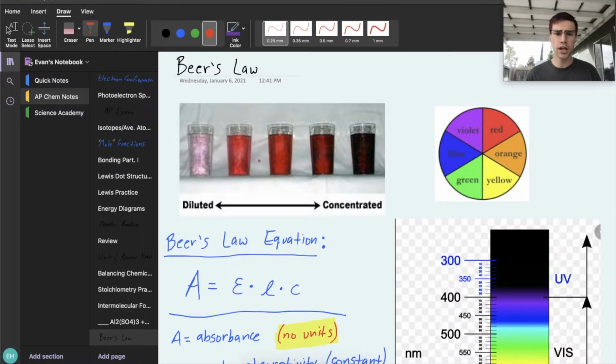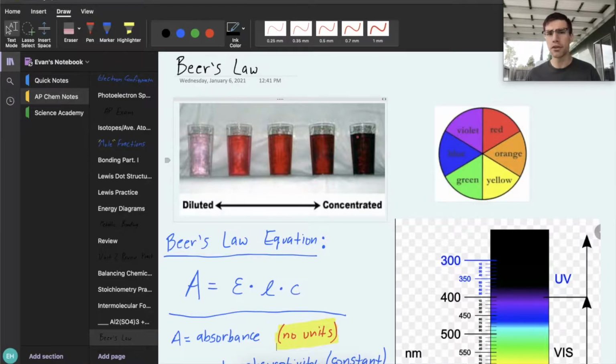So here, obviously, our solution is somewhere from a light pink to a dark red, which would be around here in the red section of our color wheel. Now, in terms of the light that is absorbed and light that is emitted, these look red because they're emitting red light, right? We are picking up the light that is red with our eyes. That's why we think of these as red.